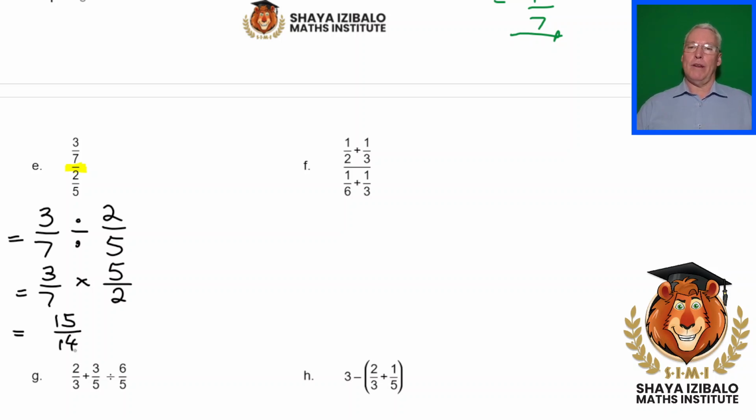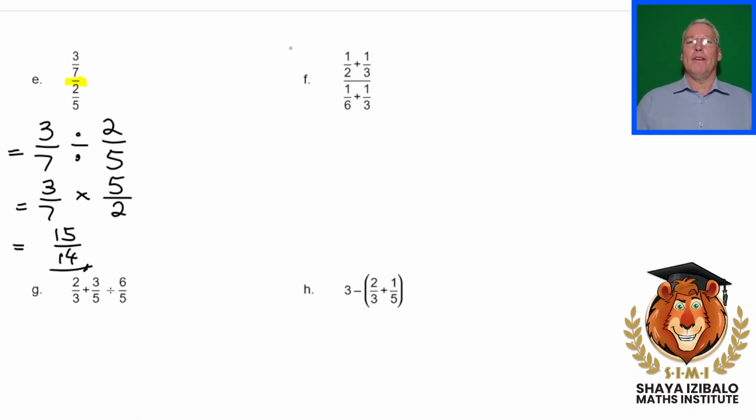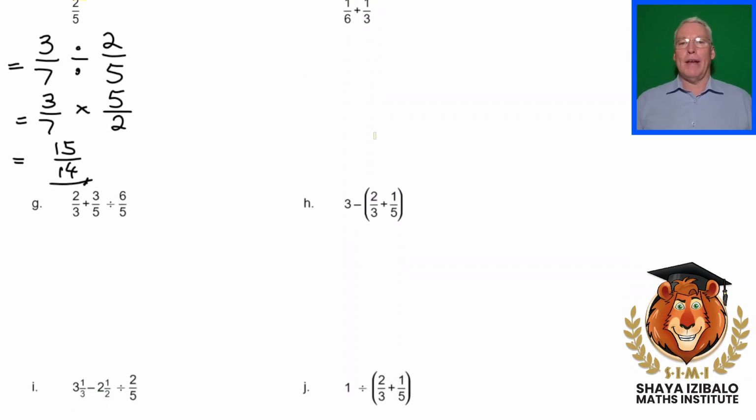Okay, we're going to ask you to pause the video again. We're going to ask you to try the other questions on this page. Just be careful here. Understand that this divide sign is also like a bracket. So in other words, we need to work out the numerator and the denominator and then take the results and divide the one by the other. So pause the video, try these.